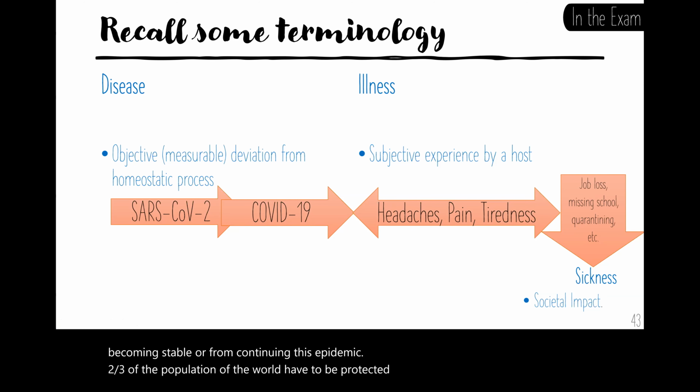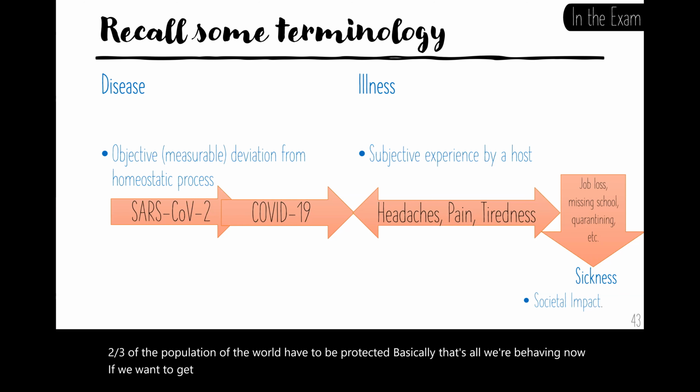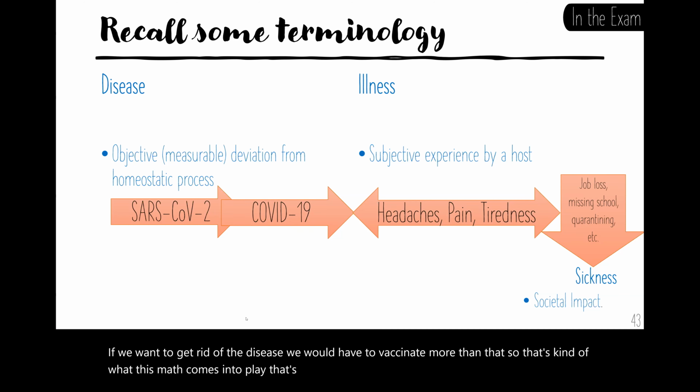That's what we're aiming for. Now, if we want to get rid of the disease, we would have to vaccinate more than that. So that's kind of where this math comes into play. That's where that R naught becomes a very useful number.